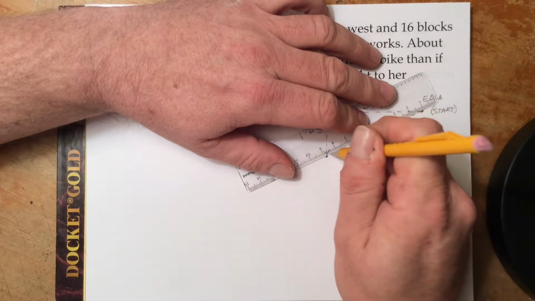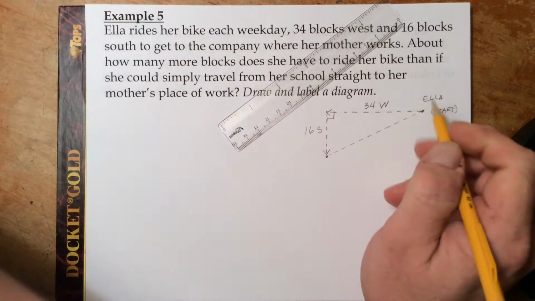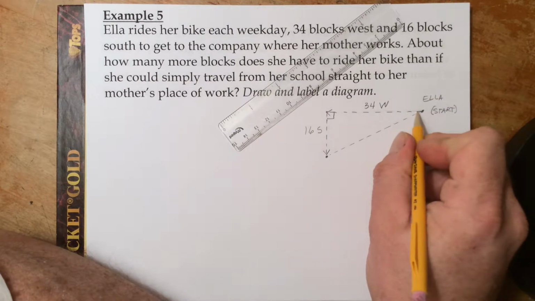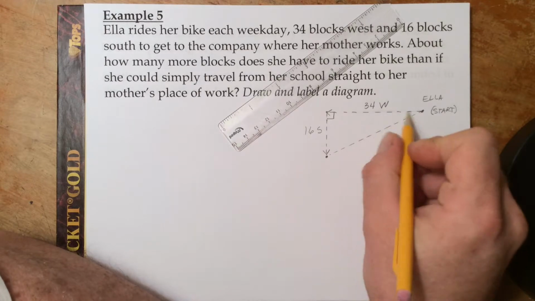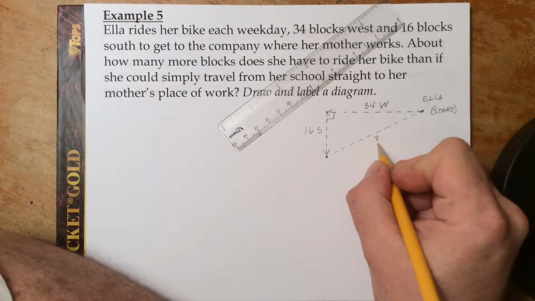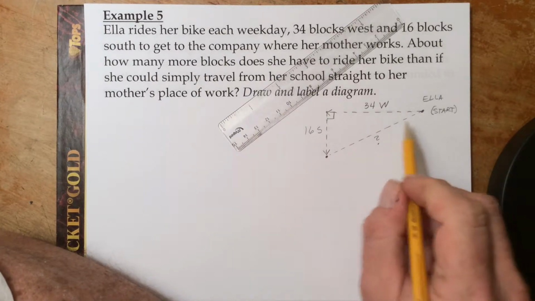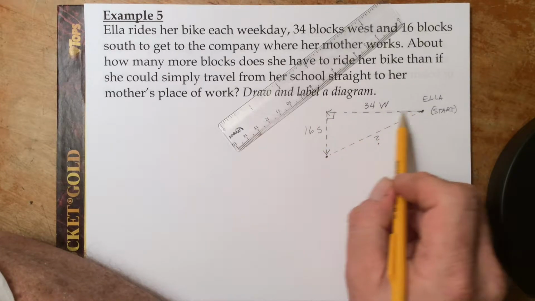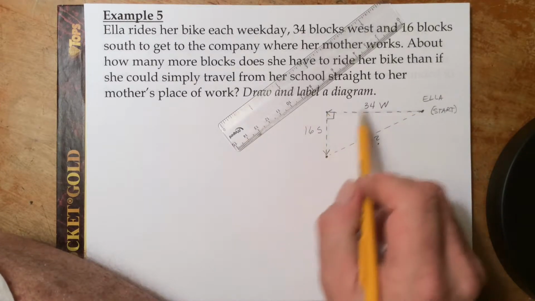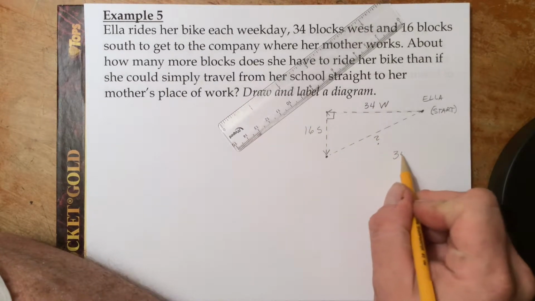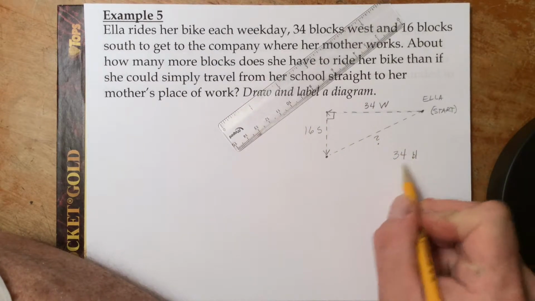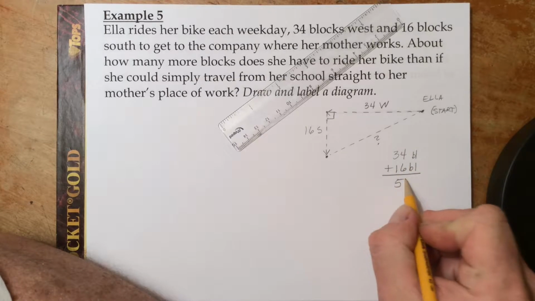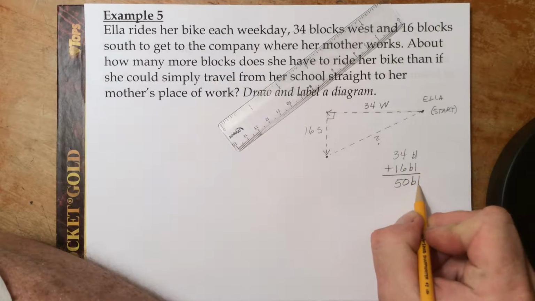And of course, the distance between any 2 points, the shortest distance is a line between those two. So we know this is going to be shorter than the sum of these two. So we need to add these two up because she travels this way, then she travels this way. So 34 blocks plus 16 blocks gives us 50 blocks. So she travels 50 blocks on her bike.